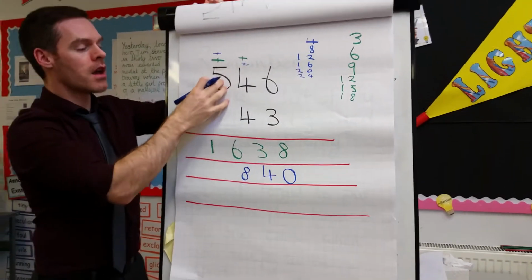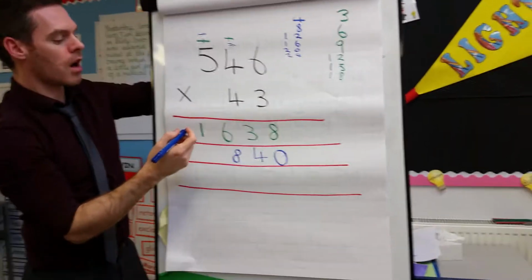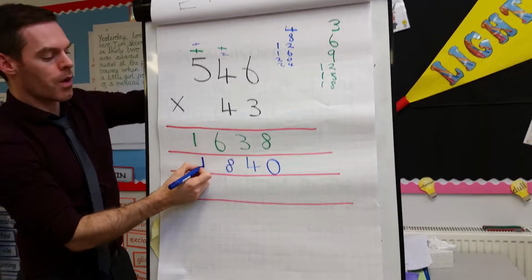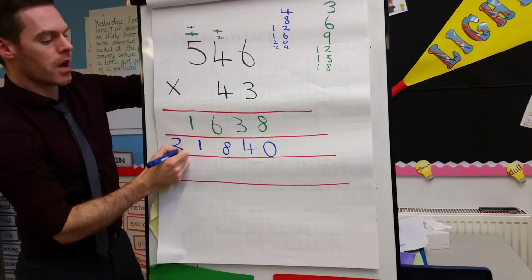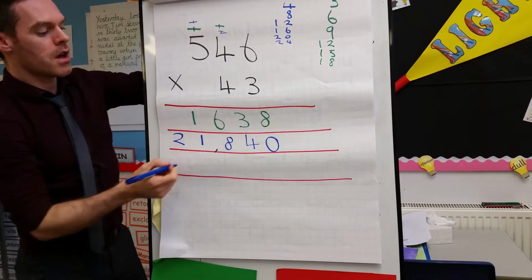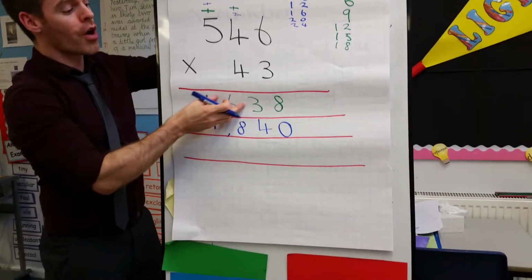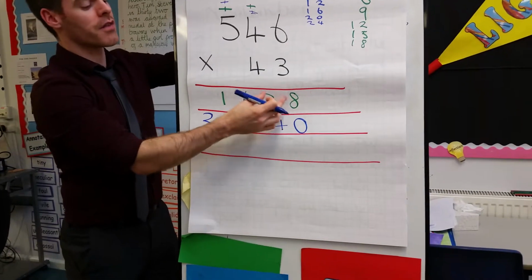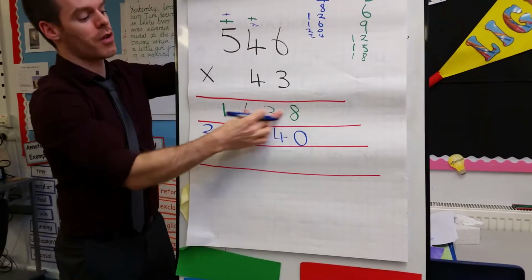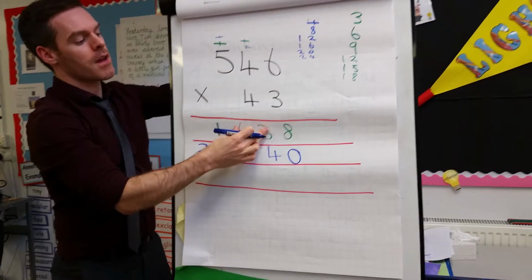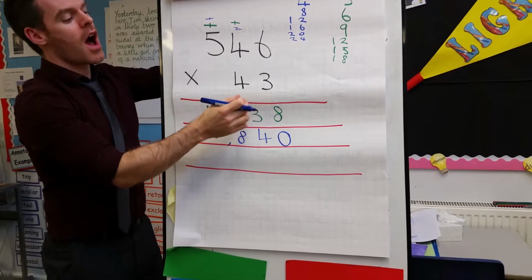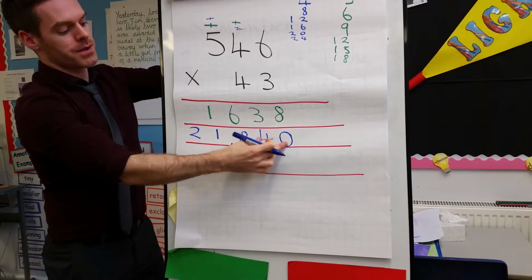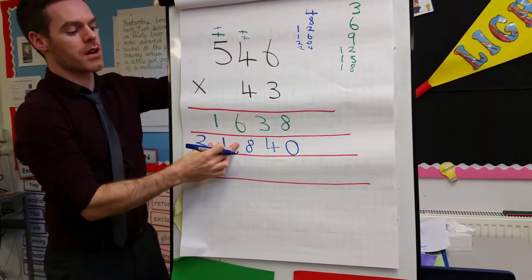It's the end of my calculation, so I'm going to put that all down. Okay, 21. So 1, and then the 2. Okay, 1, 2, 3, comma. So I've found 3 groups of 546, and I've found 40 groups of 546.